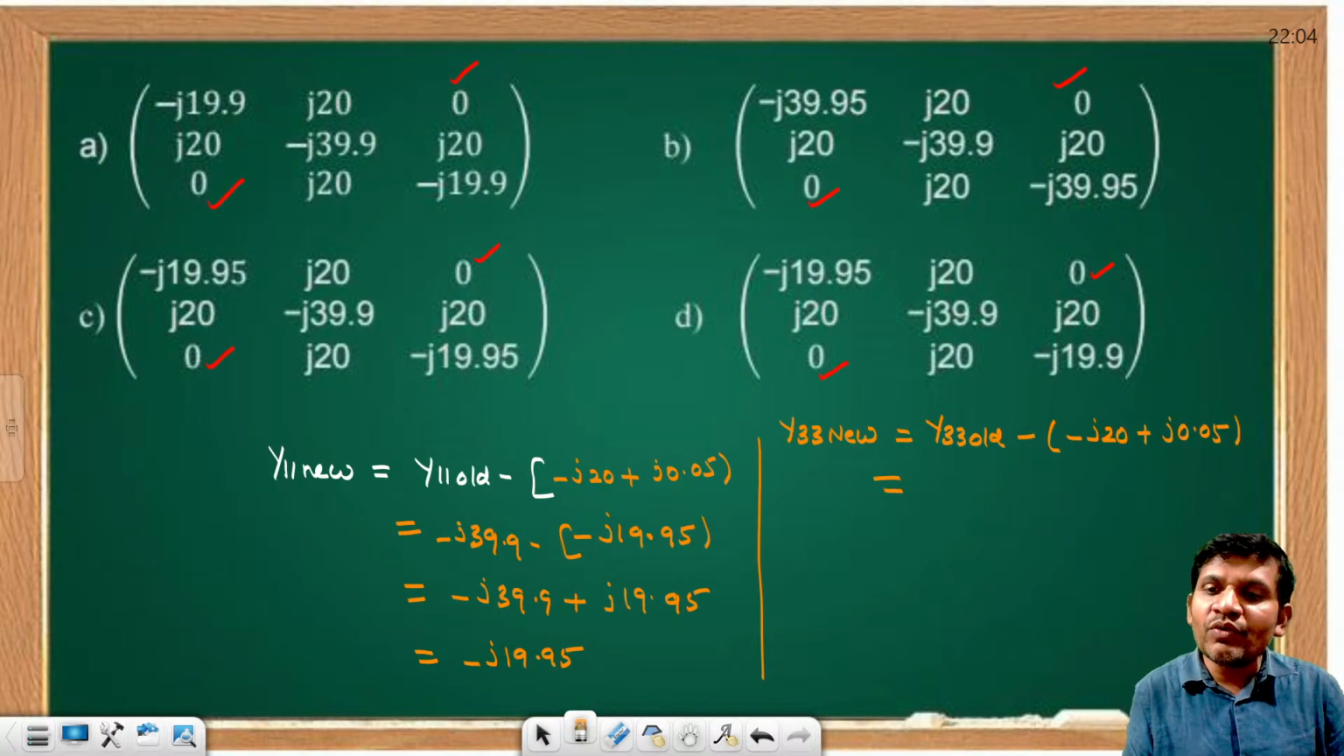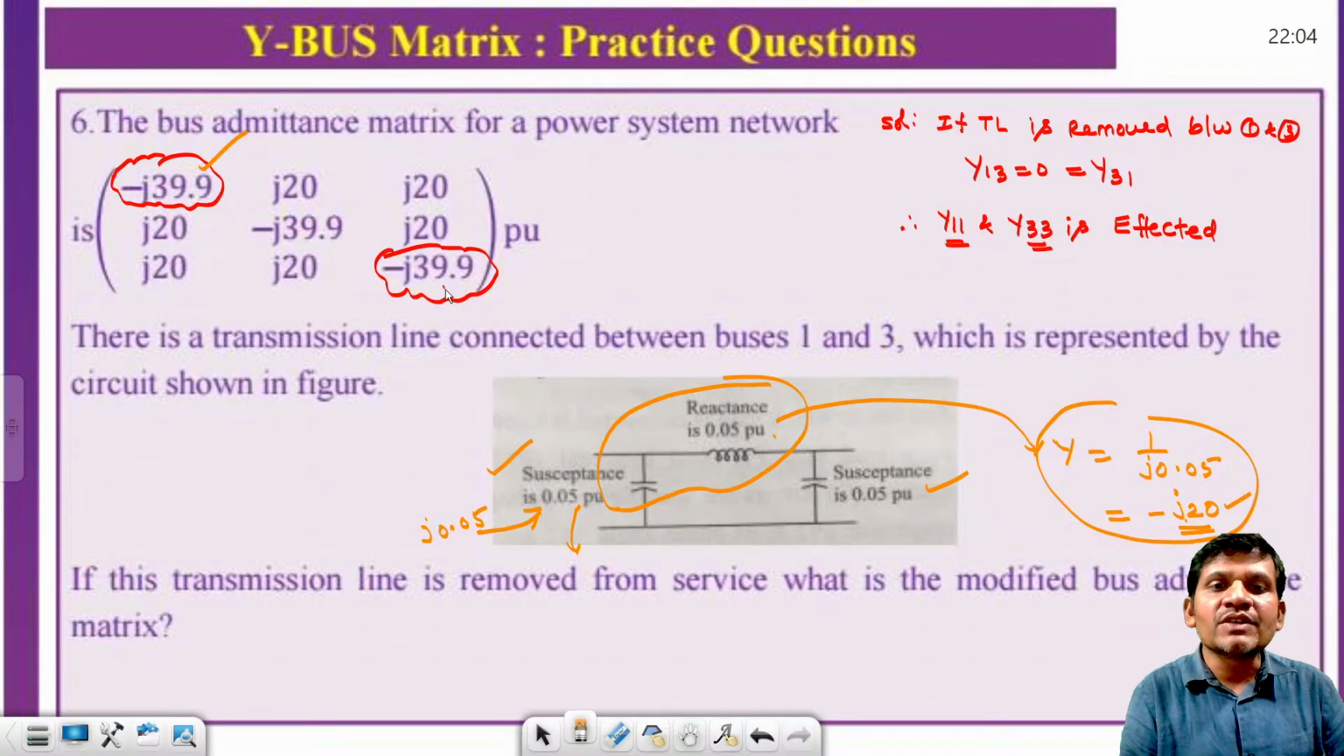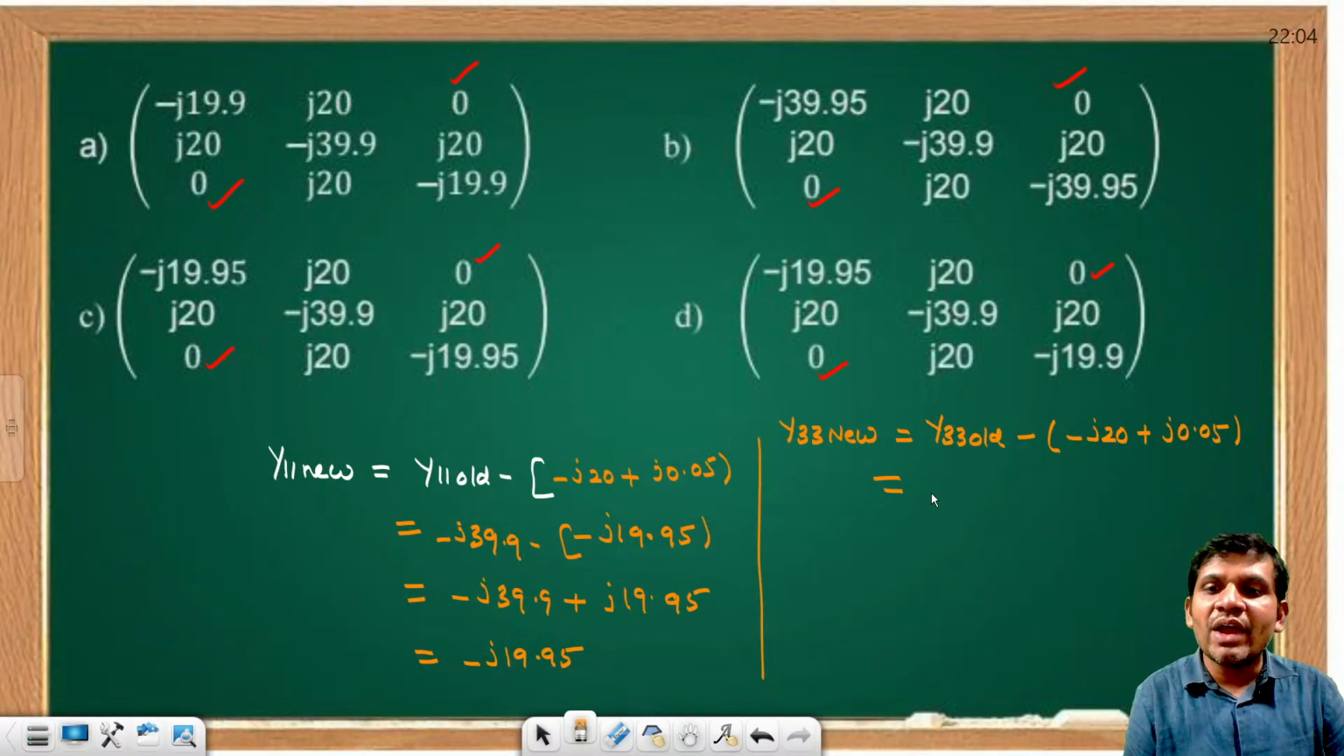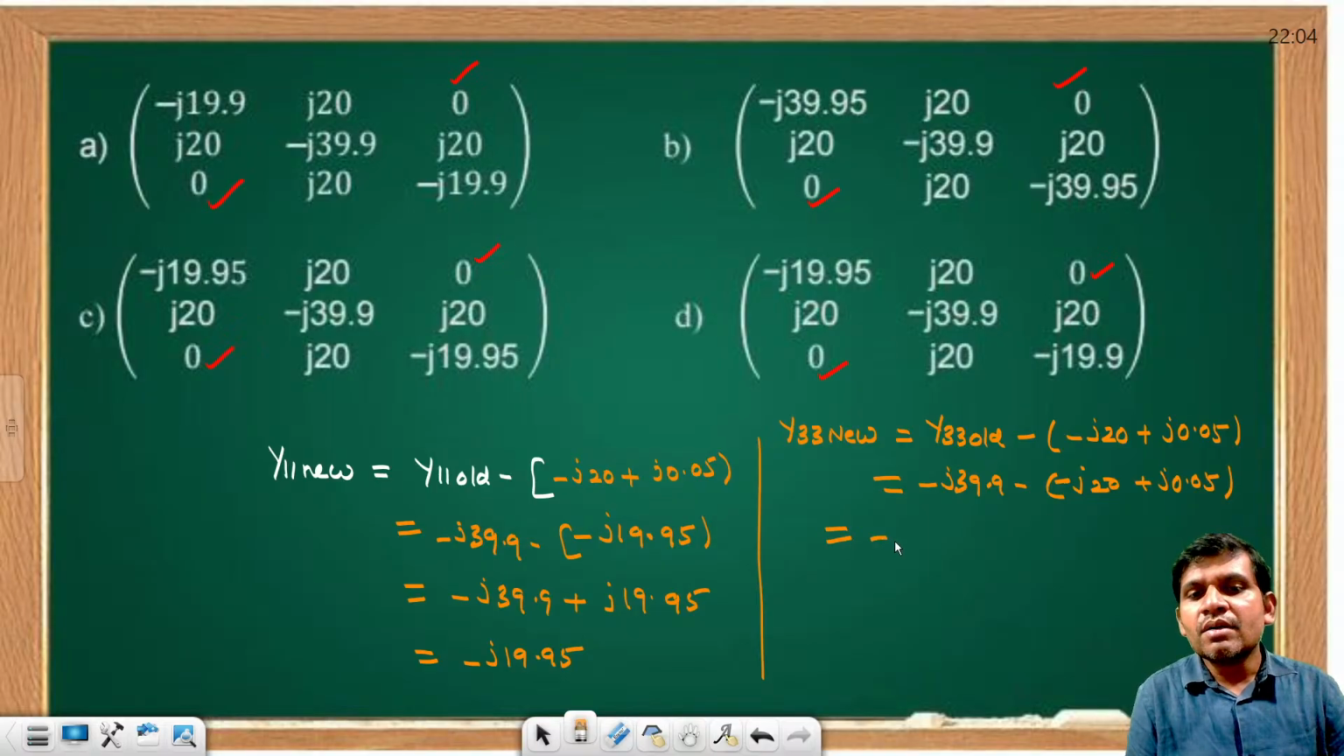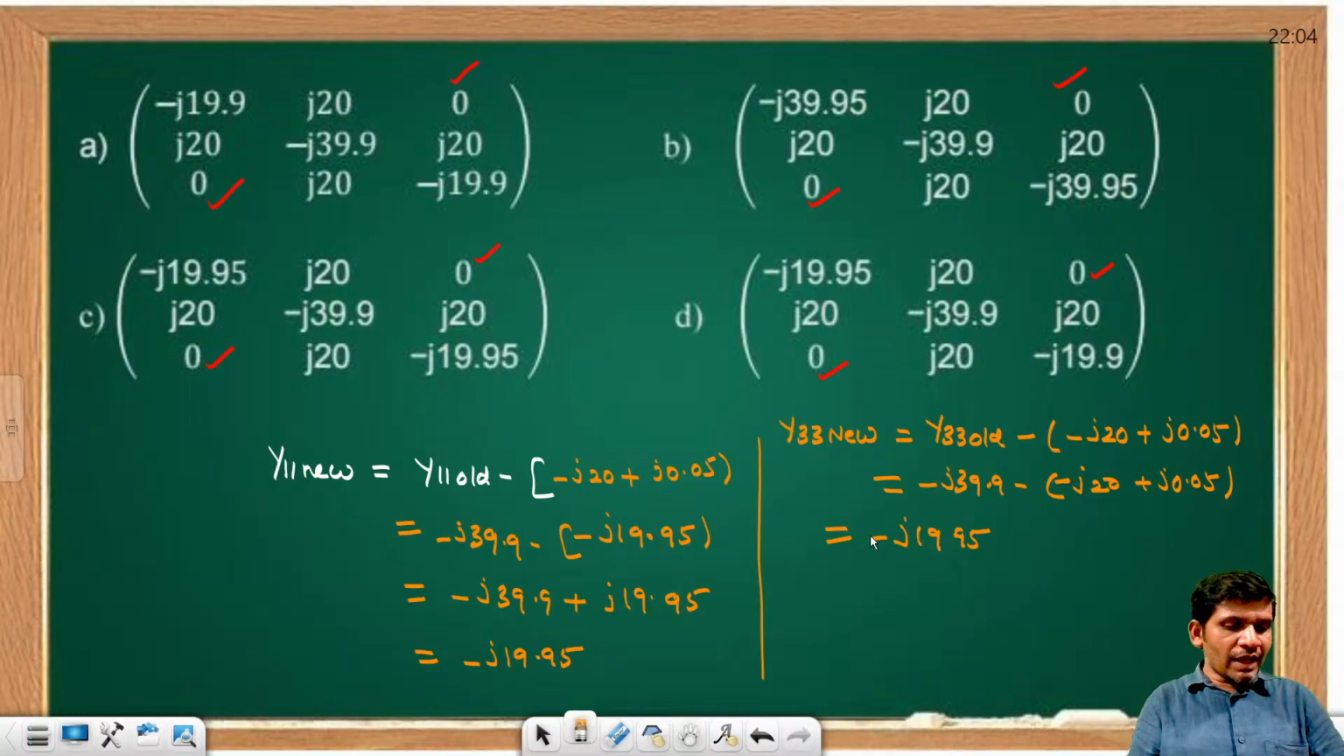Yes friends, what is y33 old? This one, minus j39.9, the same value, minus j39.9 minus j20, plus j0.05, and finally what value you can get? Minus j19.9, then both are the same values now, minus j19.95. And the final option: y11 is minus j19.95, y33 is also minus j19.95. Option C is the right answer. Simple question.